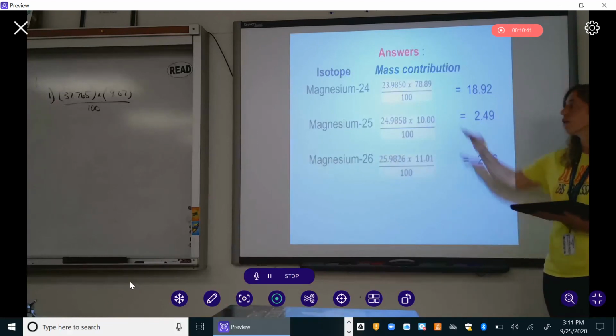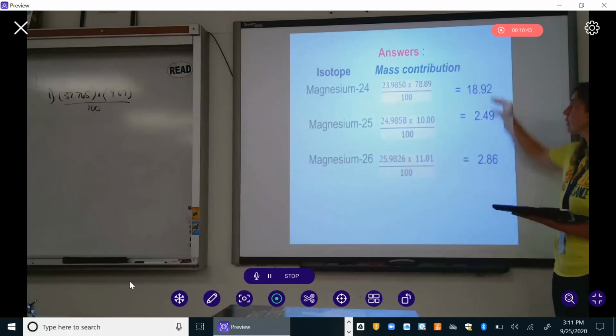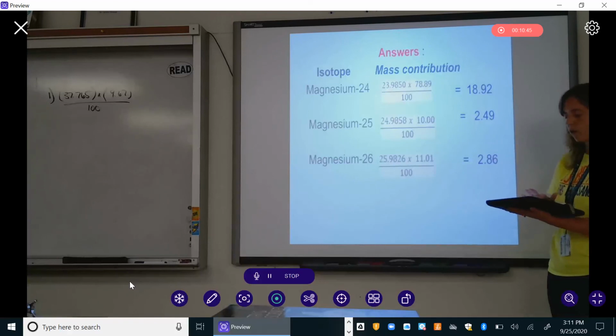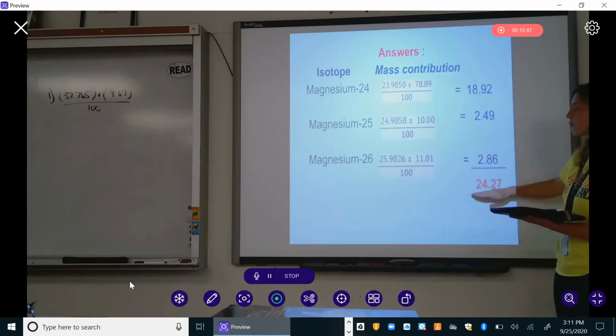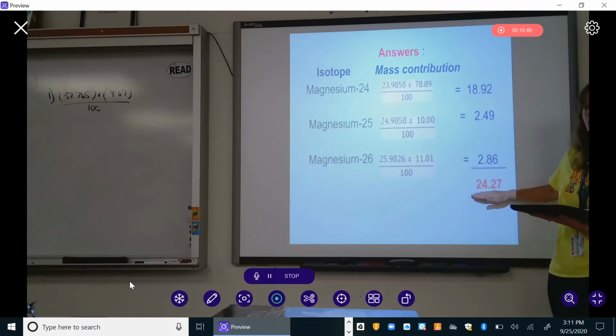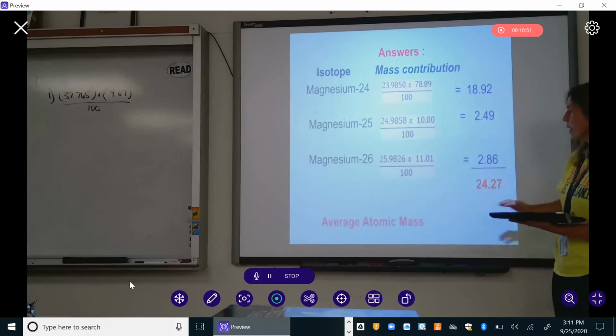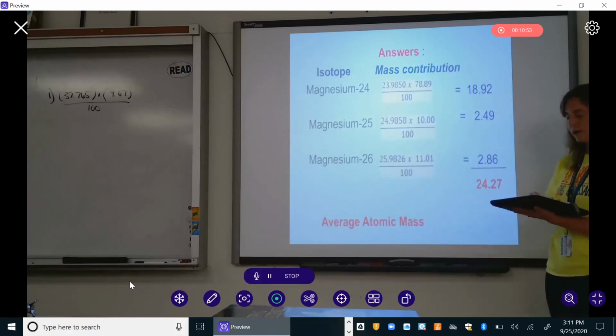Once you've done all of your isotopes, the last step is going to be adding all three together to get an average atomic mass of 24.27. Okay? And that's my average atomic mass for magnesium.